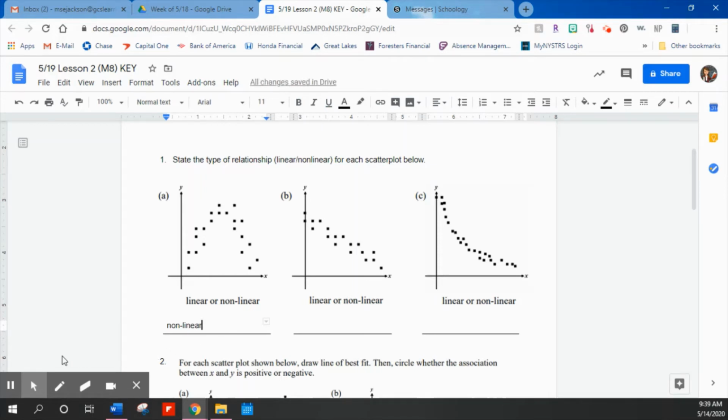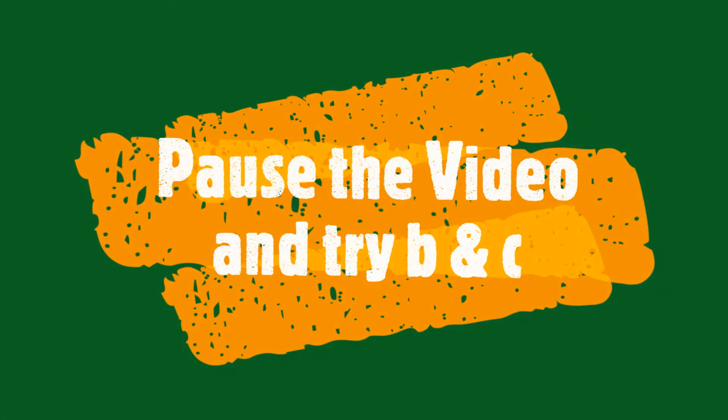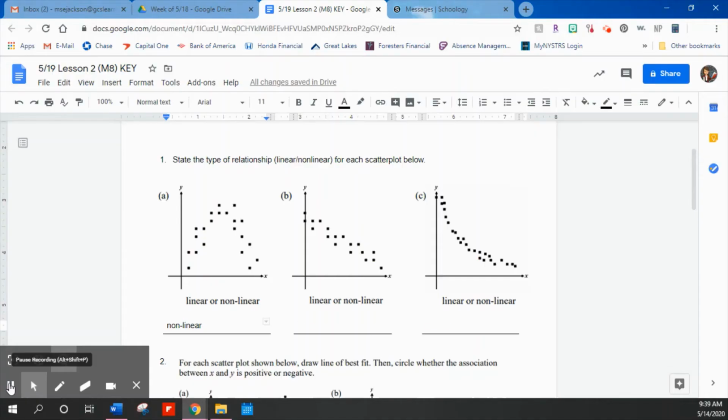Pause the video and try B and C on your own. Okay, check your work with my work. The tricky one is probably C, because at a quick glance, you might think that that's going in a line, but it kind of has that curve to it. Okay, it's kind of like making that U. It hasn't finished the U, obviously, but it's got that curve to it.